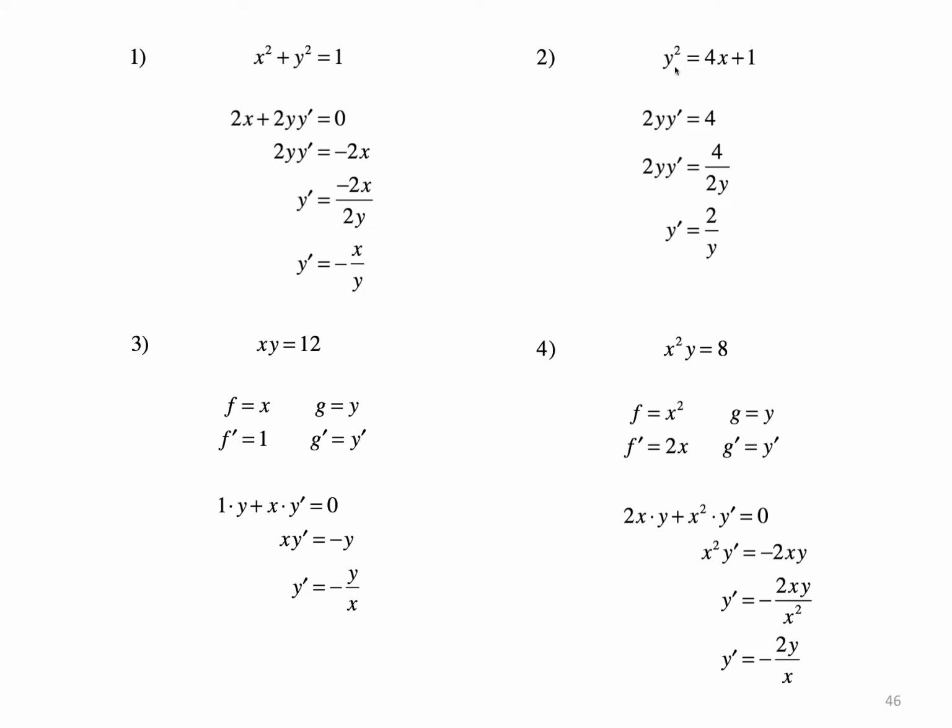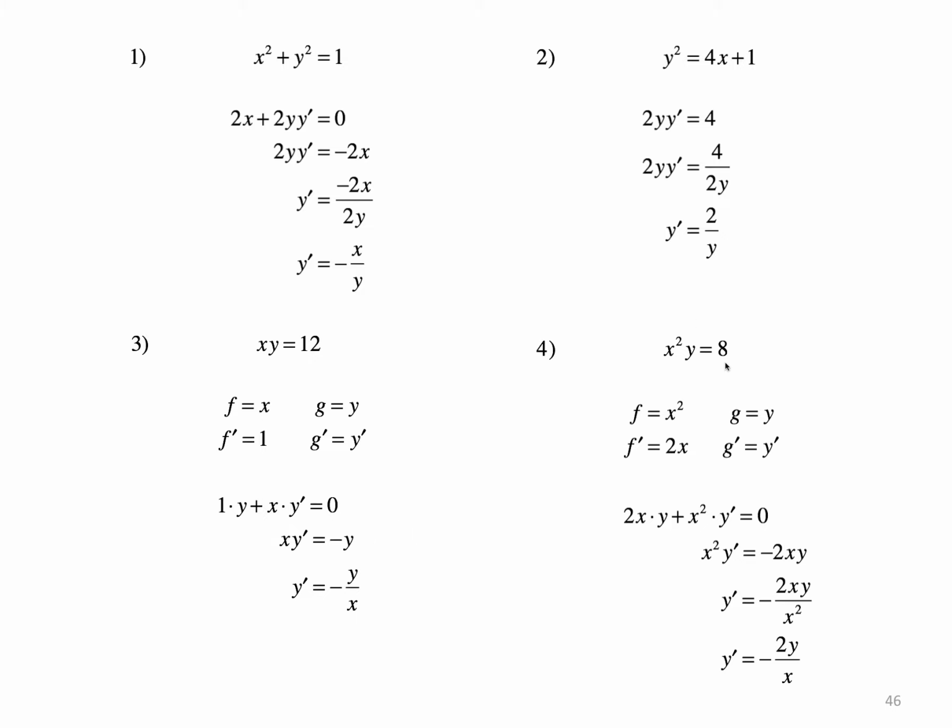For number 2, again, y squared's by itself. We differentiate it normally, 2y, and tack a y prime on at the end, and the right side differentiates normally as well. For 3, we have a product. The first factor is x, so its derivative is 1. The second factor is y, and so its derivative is y prime. And then you arrange those using the product rule. That gives you the left side of the equation. 12 differentiates to 0, and you can follow the rest.